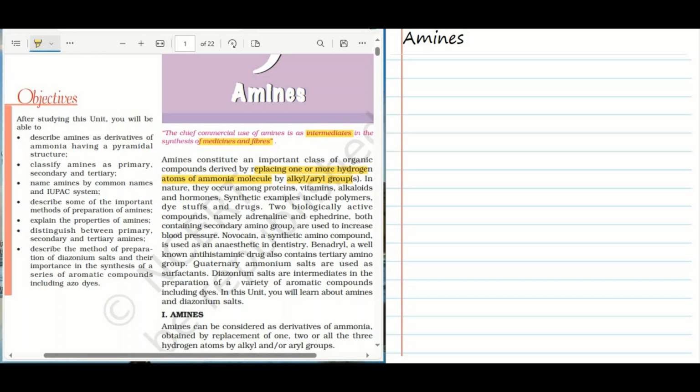Two biologically active compounds, namely adrenaline and ephedrine, both containing secondary amino groups, are used to increase blood pressure. Novocaine, a synthetic amino compound, is used as an anesthetic in dentistry. Benadryl, a well-known antihistaminic drug, contains tertiary amino groups. Quaternary ammonium salts are used as surfactants. Diazonium salts are intermediates in the preparation of a variety of aromatic compounds, including dyes. In this unit, you will learn about amines and diazonium salts.